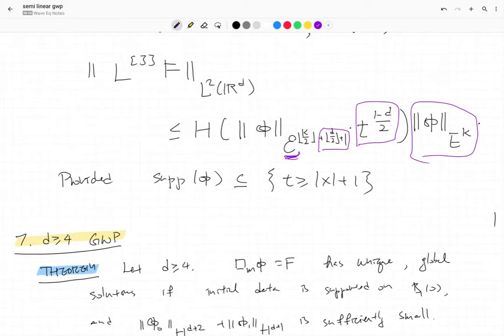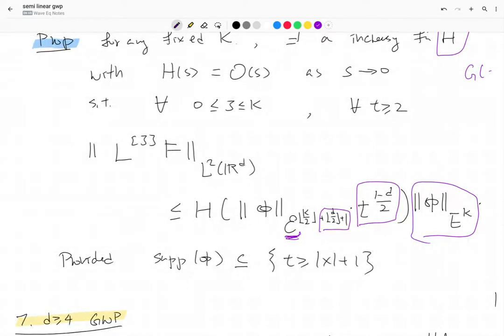We want to get energy control. And to get energy control, to get the correct energy fluxes, we need to be able to control the nonlinearity with these higher derivatives, measured in L2 in space and L1 in time. So in particular, we need this thing that we just wrote down in the previous proposition. We need this to be integrable in time.